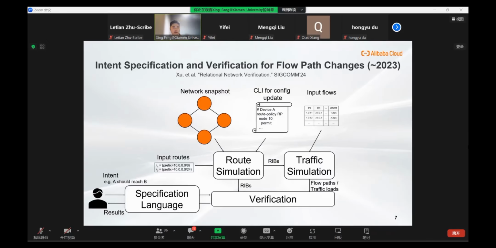And previously, Hoyan mainly focused on verifying the network state after the change. In 2023, to support the specification and verification of properties between the networks before and after the change, the team introduced a new specification language called RELA. RELA allows operators to formally describe intents over the network changes, such as flows originally on path A should be moved to path B.